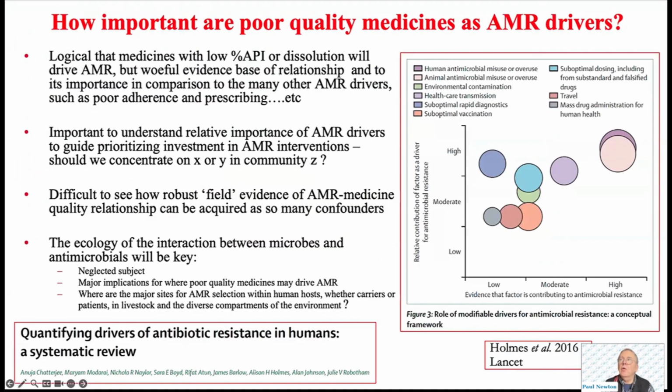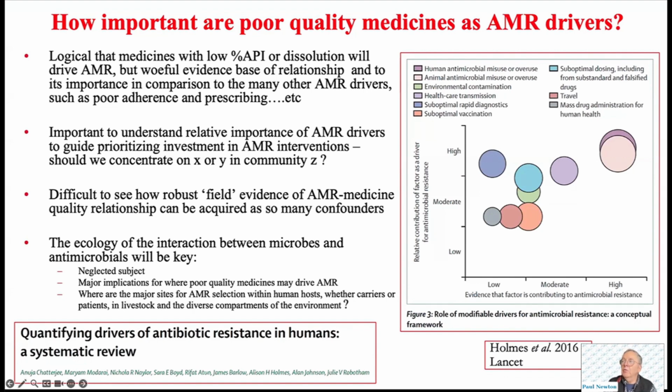So how important are poor quality medicines as drivers of AMR? It's logical that those producing drug levels within the window of selection will engender AMR, but those with no active ingredient, which is quite common in falsified medicines, with a few exceptions, would be thought unlikely to be able to drive AMR. But that still may be the case for malaria through the mechanism of hyperparasitemia.